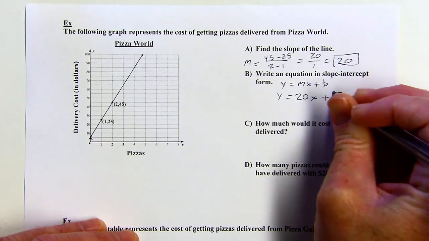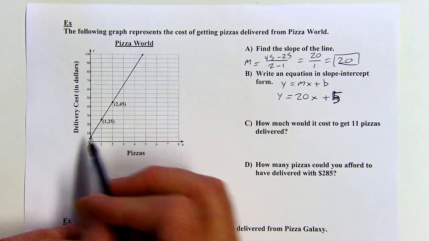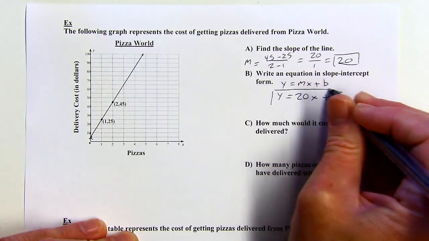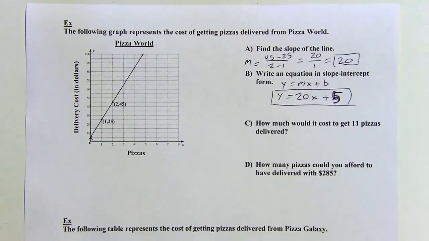Whoops, I just wrote B. So if you get 0 pizzas delivered, that still costs $5 for someone to drive to your house and give you an empty box, I guess. Okay. All right. So how much would it cost to get 11 pizzas delivered?